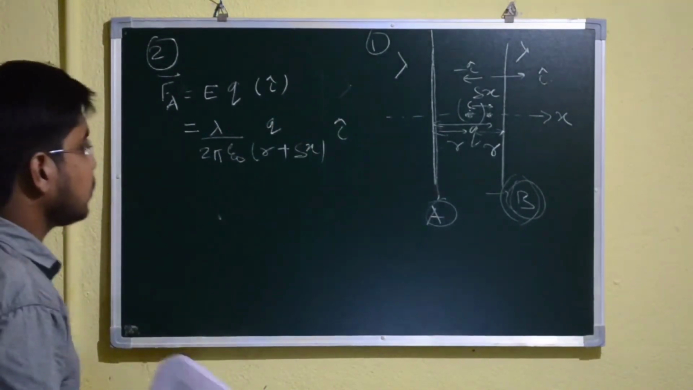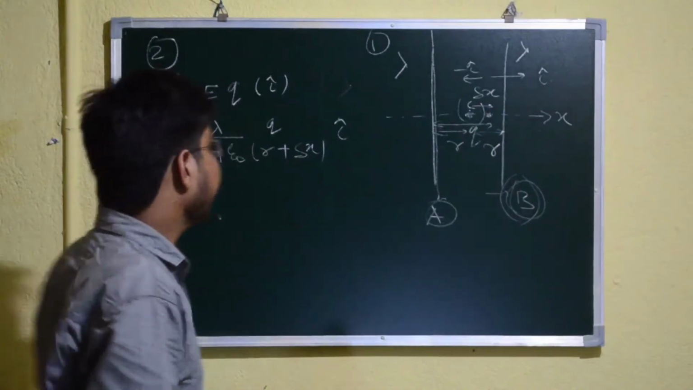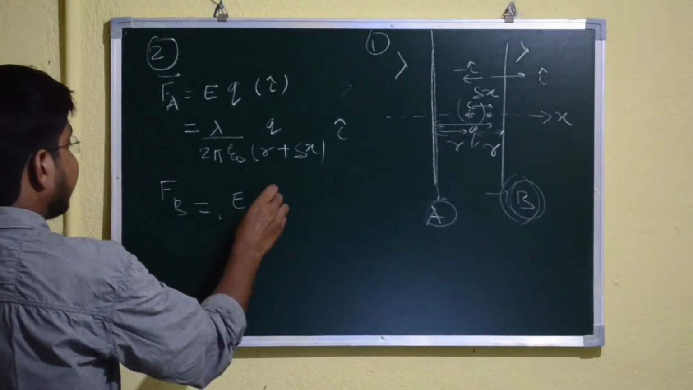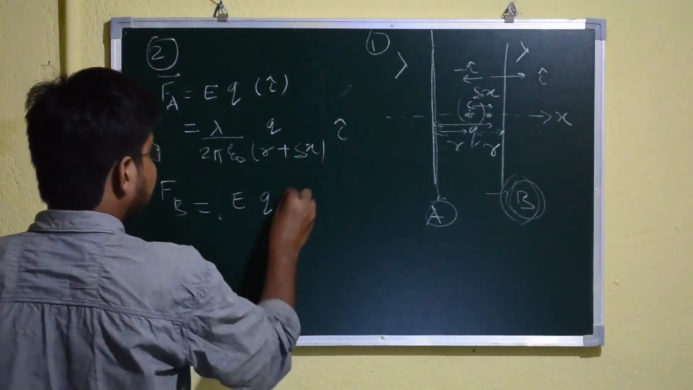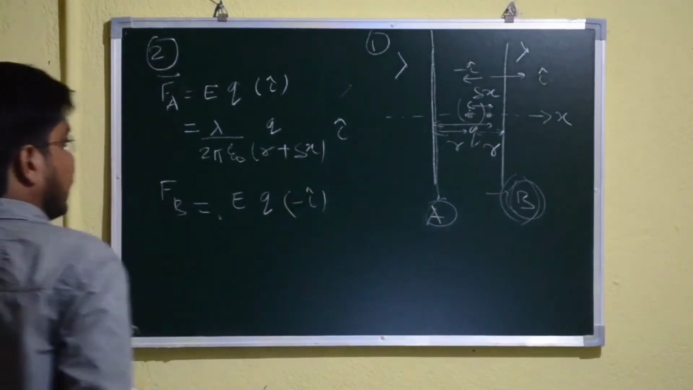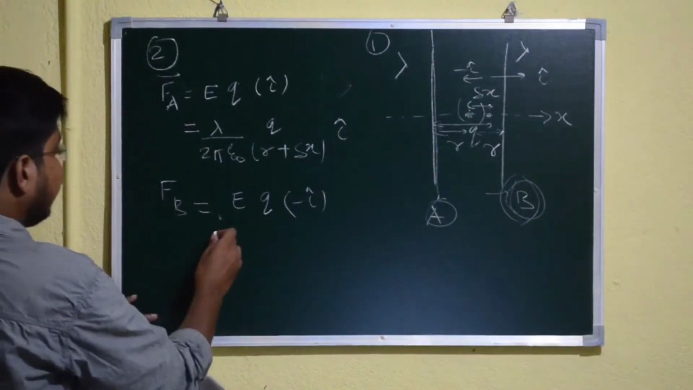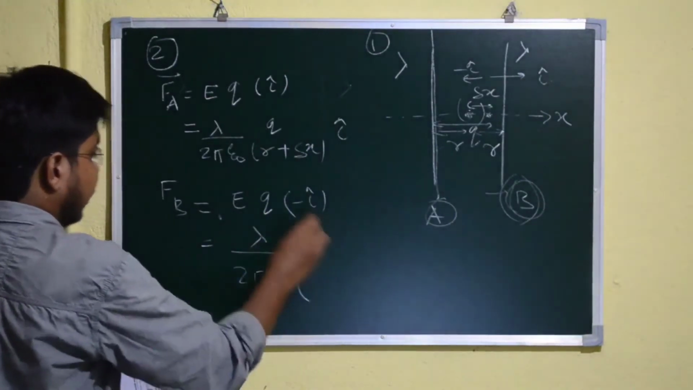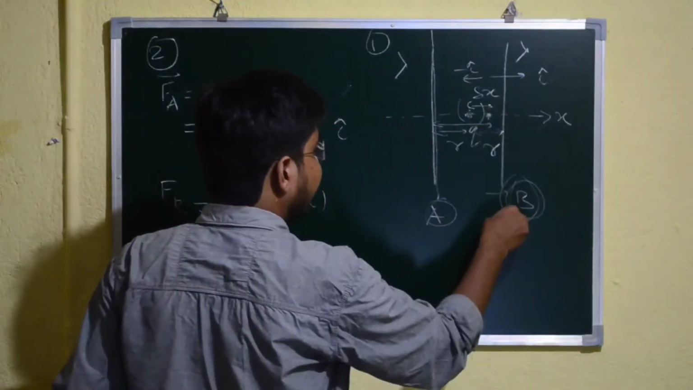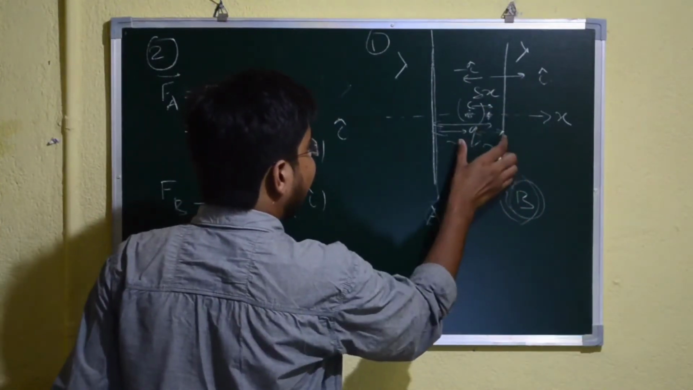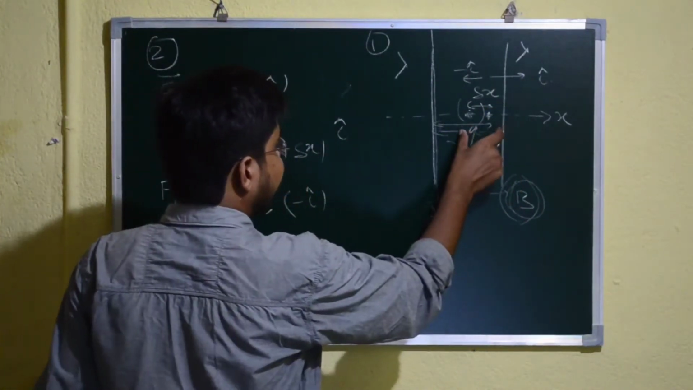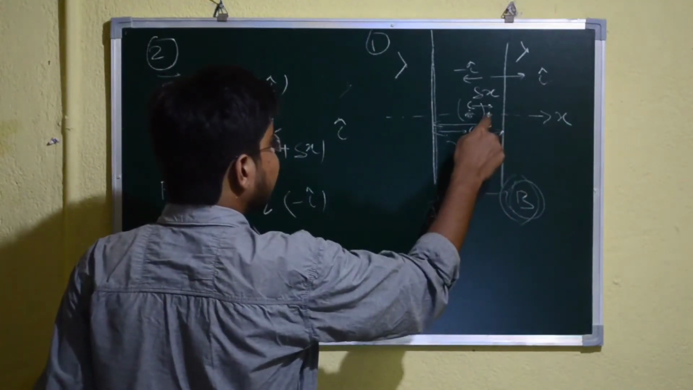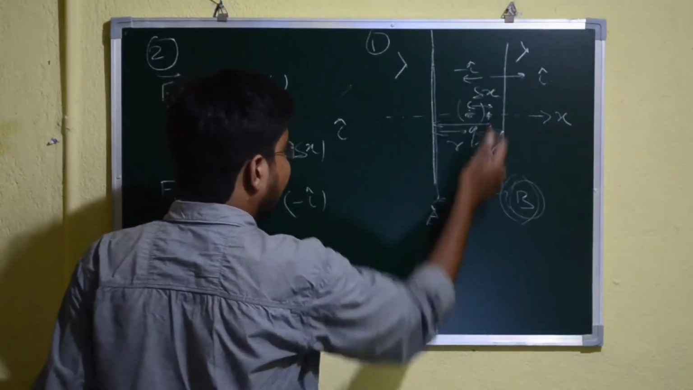And what is the force due to B, Fb? That must be equal to a similar form, E times the charge q, but the direction in this case is the negative of the x axis, that is minus I cap. The form here is lambda by 2 pi epsilon naught. And what is the position of the charge from B? The position of the charge from B is r minus delta x. This is my r. Now the charge is slightly displaced towards B, so its distance from B is r minus delta x.